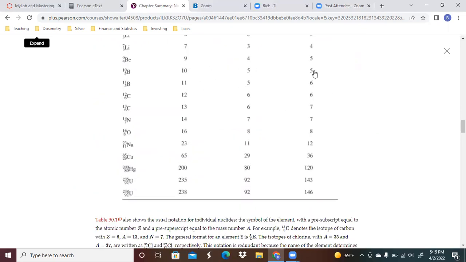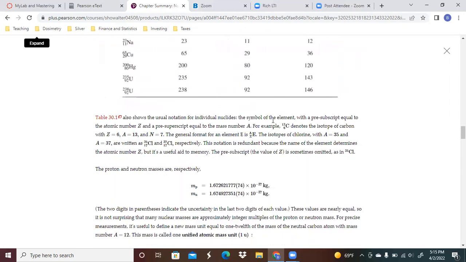So in the same table you see here, you've got the symbol of the element, you've got the pre-subscript equal to the atomic number, and a pre-superscript equal to the mass number. In other words, let's take uranium 238. The 238 is going to be A. The number down below it on the left is going to be Z. If you saw a number over here, it would tell you the number of neutrons, which would be A minus Z.